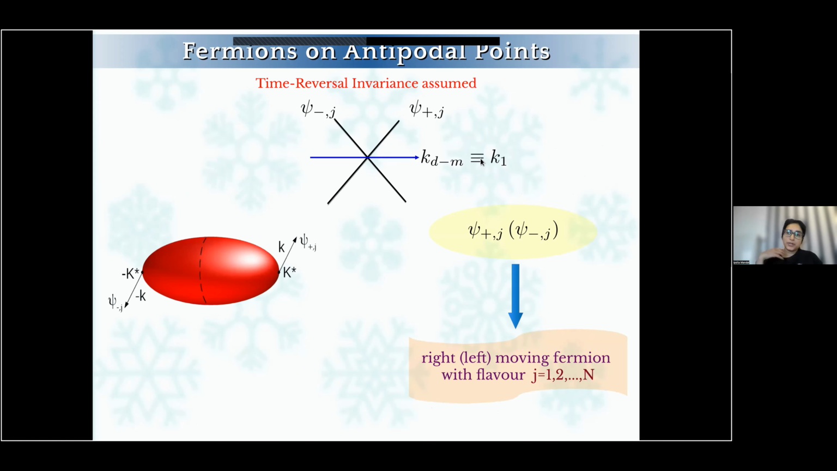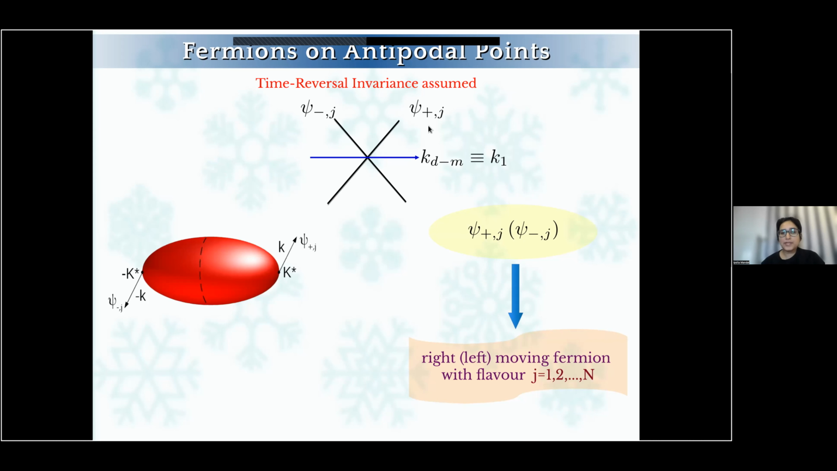Now, since I told you that we will assume that we have a time reversal invariant theory, if we take a right-moving fermion labeled by psi plus at k star, we must consider the left-moving counterpart, which appears as psi minus at minus k star.